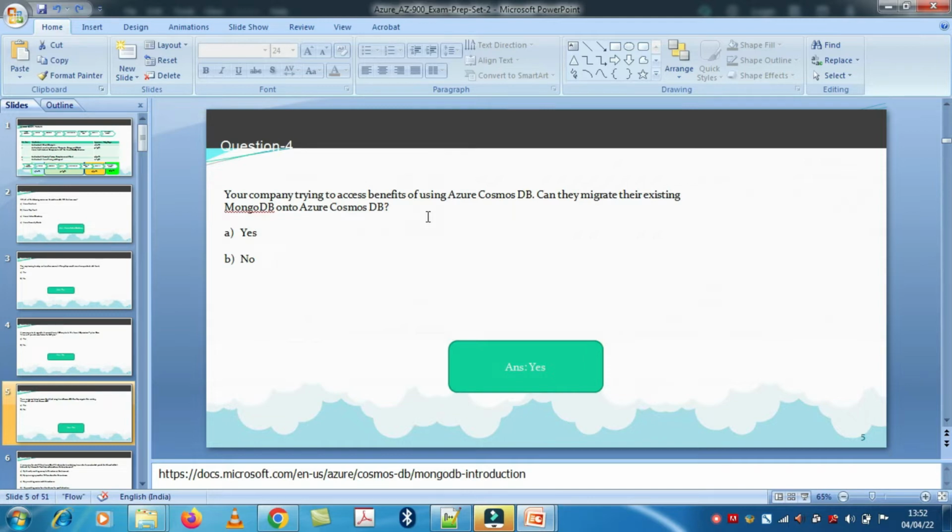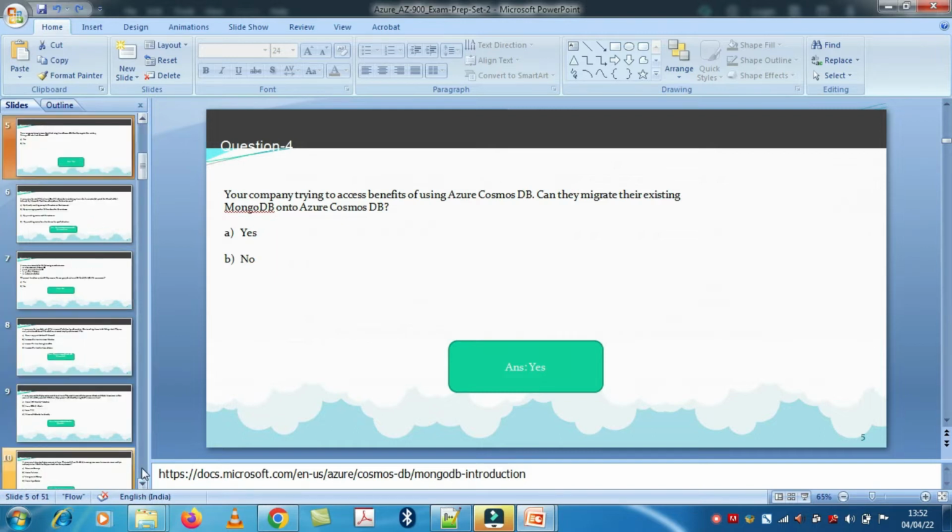Which you can use directly with Azure CosmosDB. So it will be easy to migrate from MongoDB to CosmosDB in your Azure, right? Okay, so if you can see also the answer. I'm not going in depth, as I told you. If I go in depth, the video will become lengthy, guys.